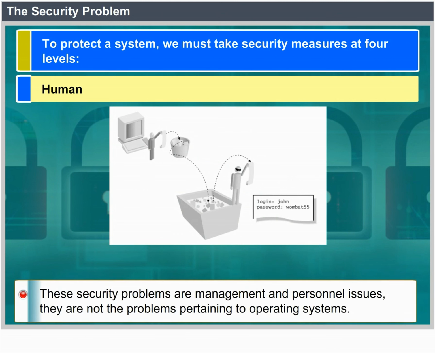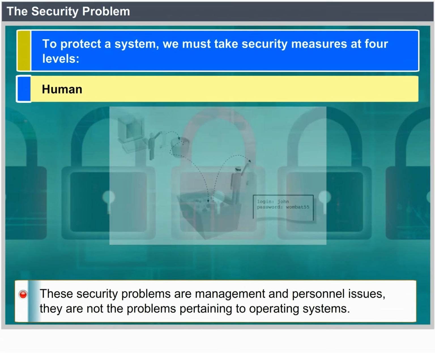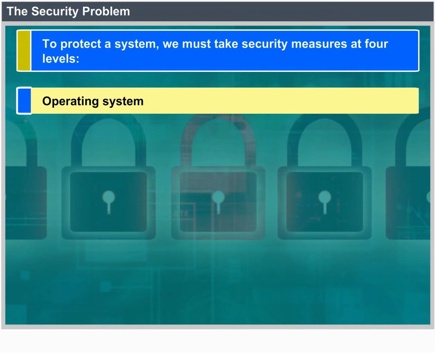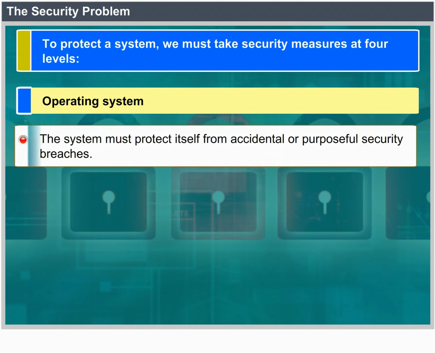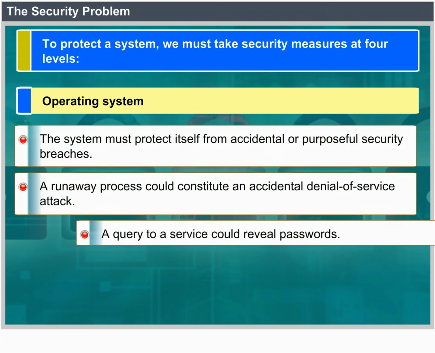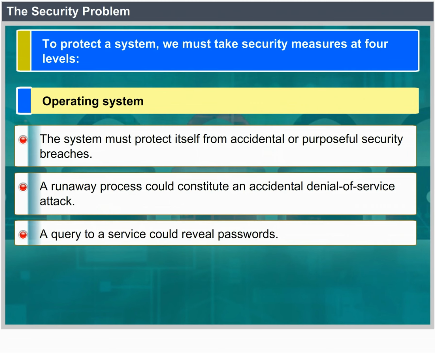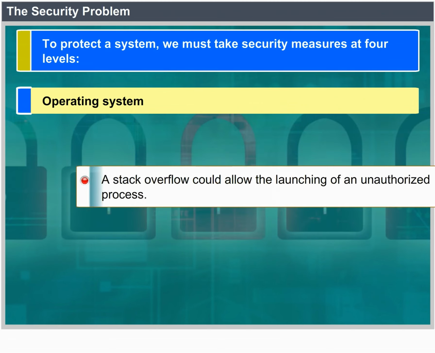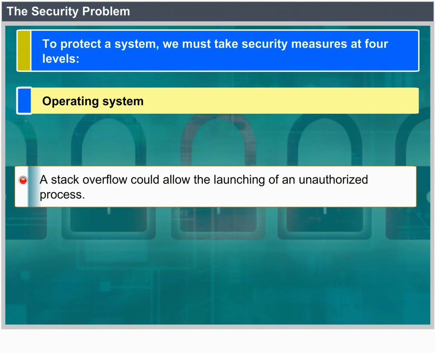Operating system. The system must protect itself from accidental or purposeful security breaches. A runaway process could constitute an accidental denial of service attack. A query to a service could reveal passwords. A stack overflow could allow the launching of an unauthorized process. The list of possible breaches is almost endless.